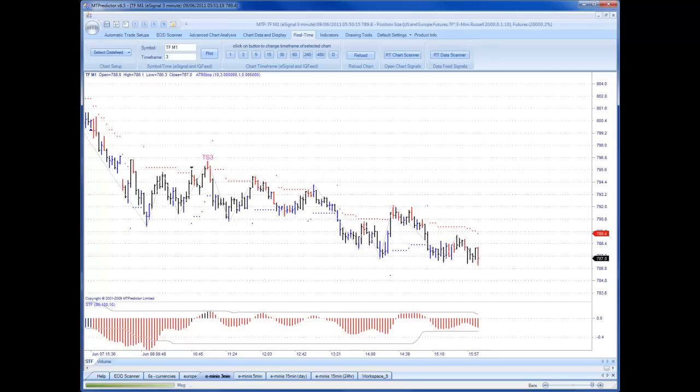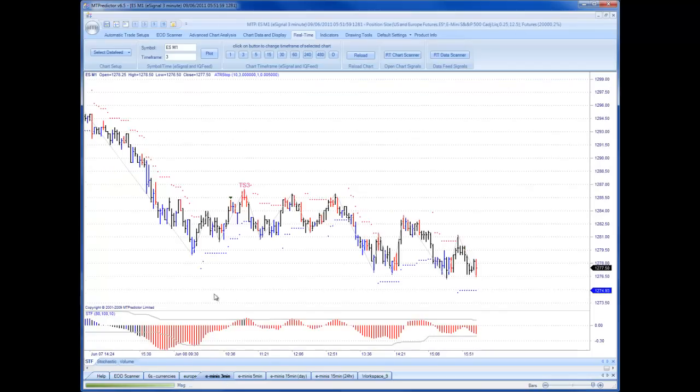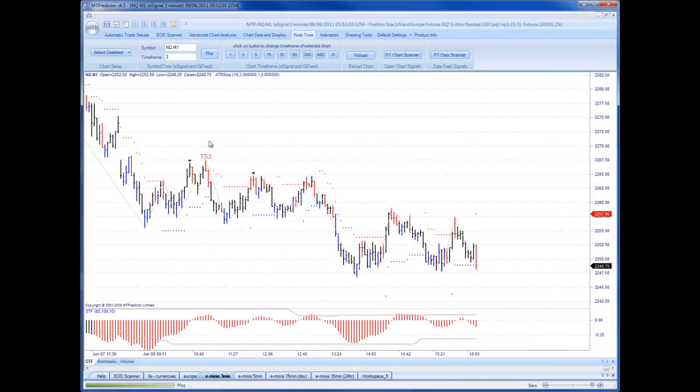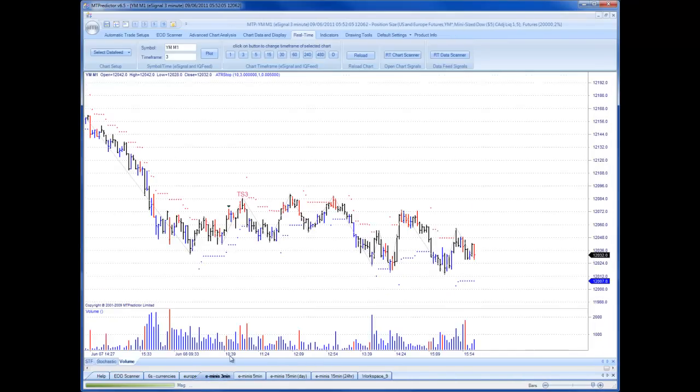In this video I'd like to look at how the US E-minis unfolded yesterday. That was Wednesday, June the 8th. So I'd like to go through these and have a little look. As you can see, we had some automatic sell setups here on the Russell Index. If I go to the ES, we also had them the same there as well, NQ and also on the YM.